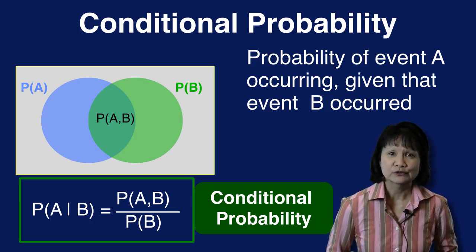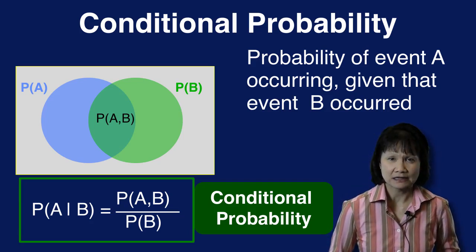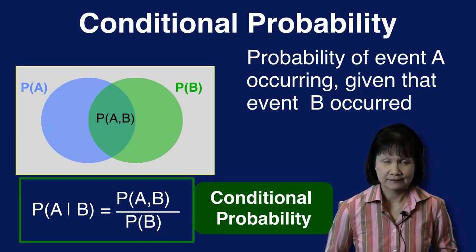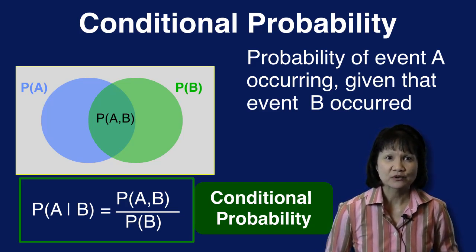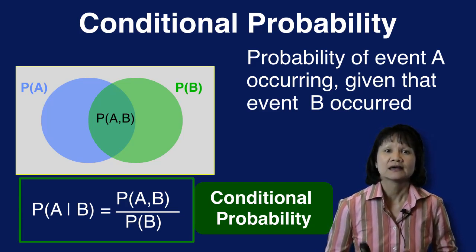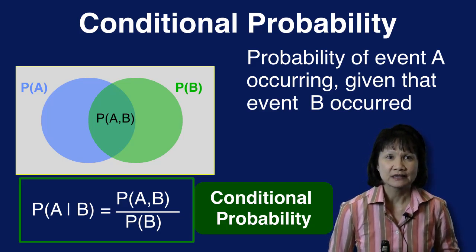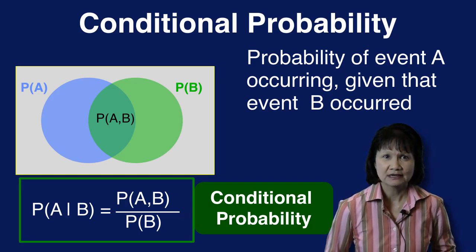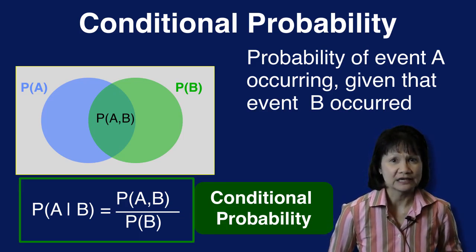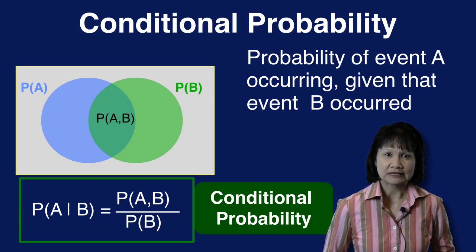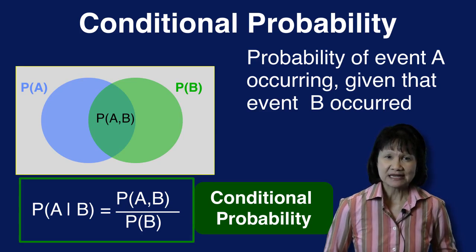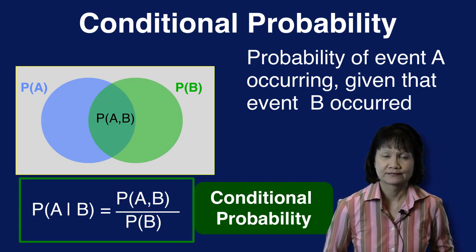This diagram gives a graphical definition of conditional probability. As before, the blue circle is the probability of event A occurring. The green circle is the probability of event B occurring. The overlap is the joint probability of A and B. The conditional probability P of A given B then is calculated as the joint probability divided by the probability of B. The conditional probability is an important concept in classification, as we will see later. It provides the means to specify the probability of a class label given the input values.